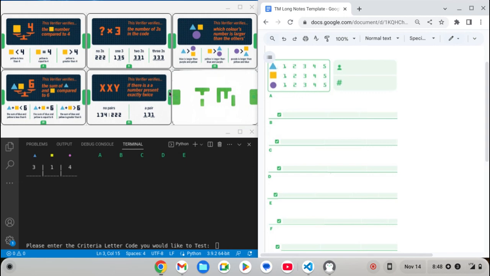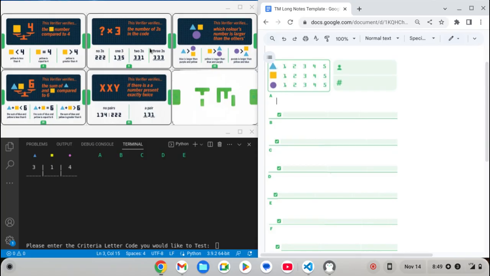So in the grid above, we've got our 5 criteria cards. On the top row, we've got criteria card A, criteria card B, and criteria card C. On the bottom row, we've got criteria card D, and finally criteria card E. So criteria card A takes a look at our middle digit, the square digit, and compares it to the number 4. So should the value of square be less than 4? Should it be equal to 4? Or should the value of square be greater than 4?